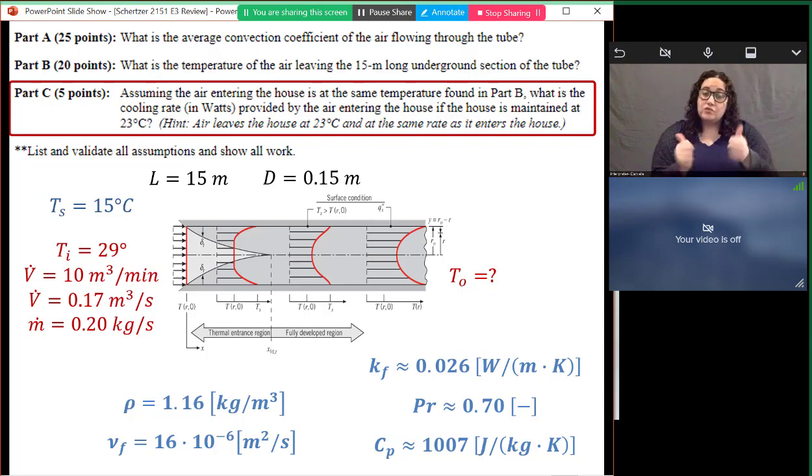Again, if you didn't have a temperature, you just guess something. What is the cooling rate in watts provided by the air entering the house if the house is maintained at 23 degrees? And we have this hint that air leaves the house at 23 degrees and at the same rate as it enters the house.